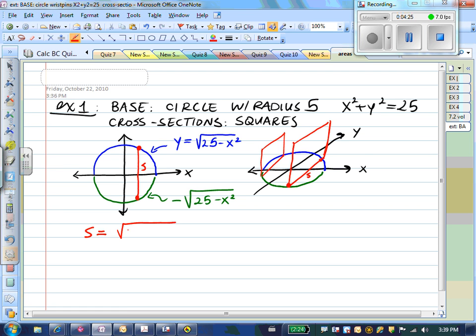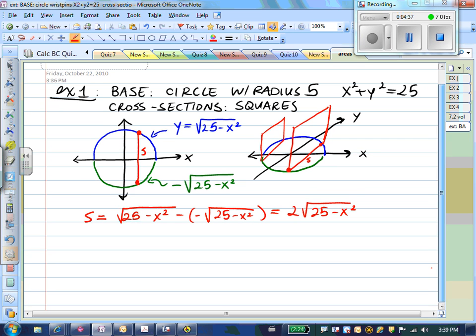So it's going to be square root of 25 minus x squared, that's the top, minus negative square root of 25 minus x squared. Of course, you can just simplify that to be 2 times square root of 25 minus x squared. So that's our S. Let's take a little closer look at the square. Here's the square, side S. Okay, so I want to calculate the volume of the figure. What I'm going to do is first calculate the area of the square, which is just S squared.